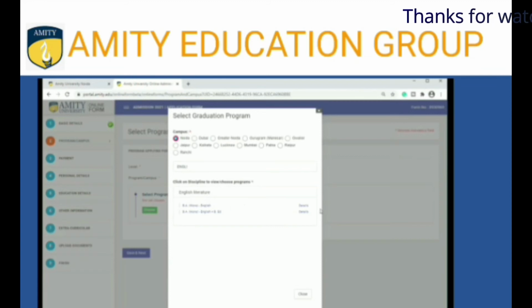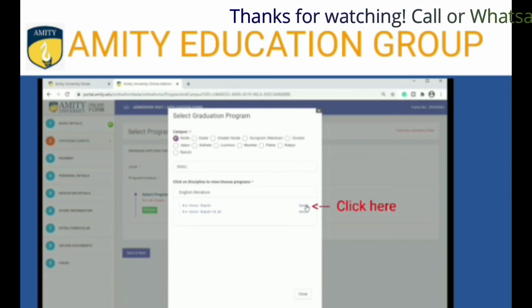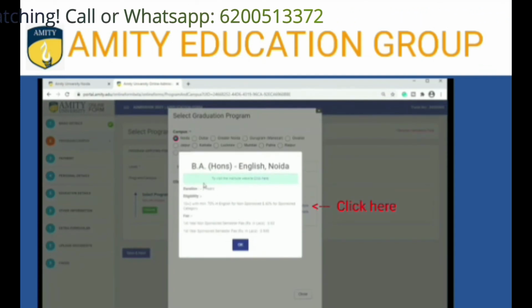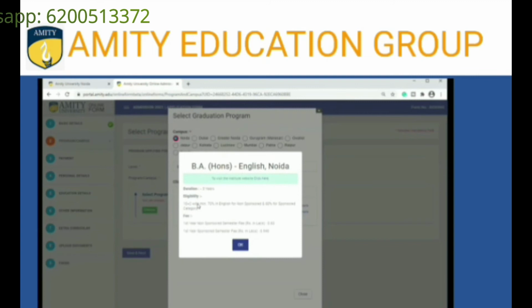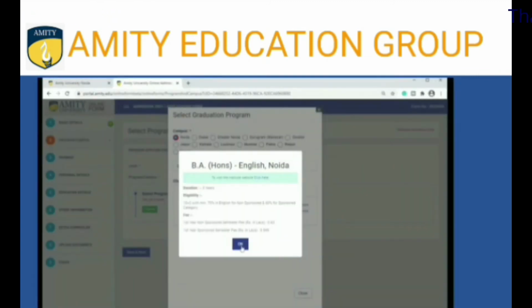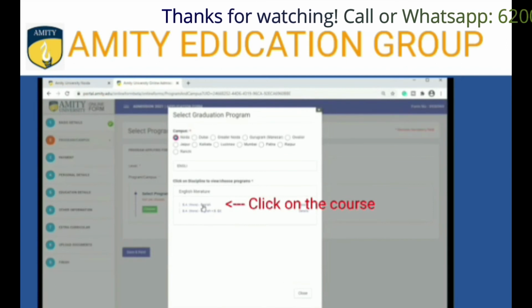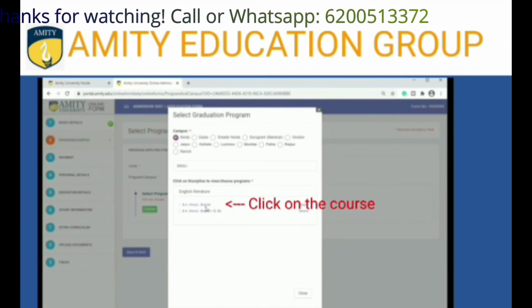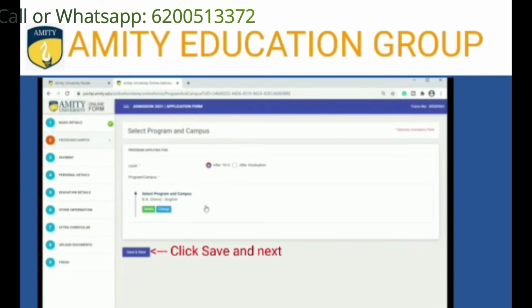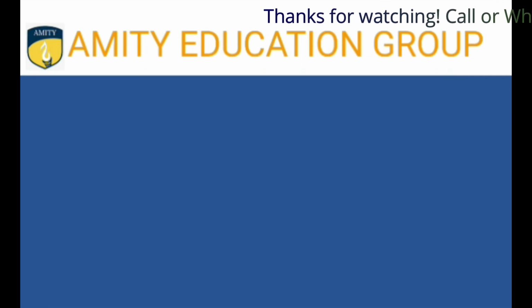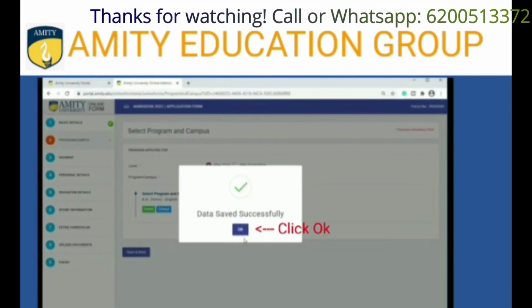To check out your course details, you can click on here, where you can find your eligibility criteria, your fee structure and other details, and then click on OK. Now you have to select your course and then click on Save and Next button. As you can see, your data has been saved successfully.